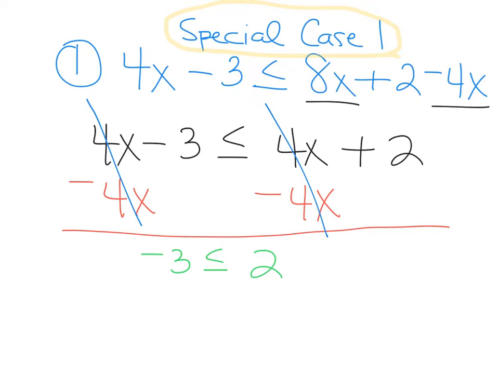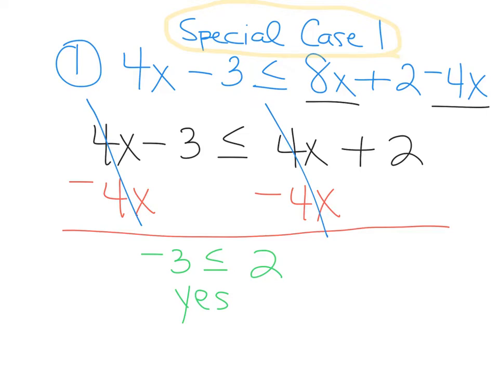Now, in equations, if our two numbers were not equal, it was no solutions. That's not how inequalities work. What we have to do now in inequalities, once we get this answer, is decide if it's a true or false statement. So ask yourself, is negative 3 less than or equal to 2? Well, yeah, of course, it is less than 2. It doesn't have to be less than and equal to, because no number can be that. It just has to satisfy one condition. So yes, negative 3 is less than or equal to 2.